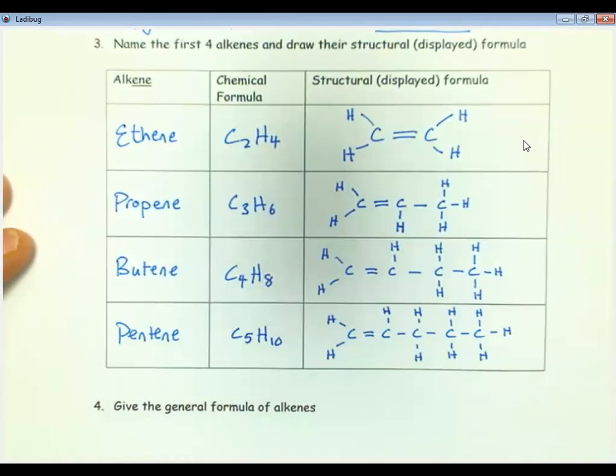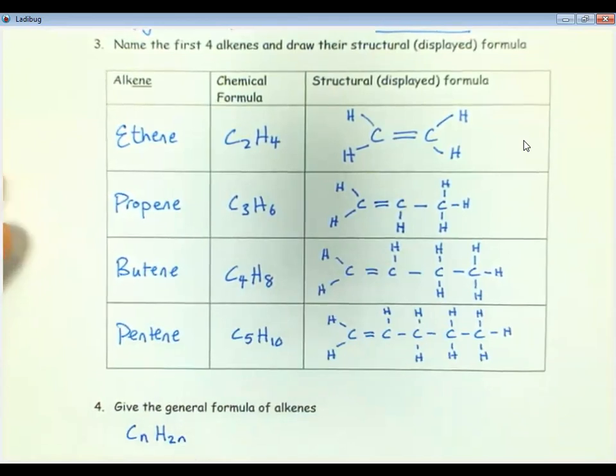Now, you can probably see there is a pattern in the chemical formula here. Whatever the carbons are, we have twice the number of hydrogens. So the general formula for an alkene is CnH2n. Whatever number the carbons are, you've got twice the number of hydrogens. Now, what I want to do next is show you a little video about how we test to see if a chemical is an alkene.